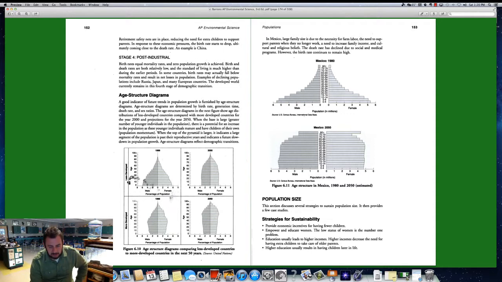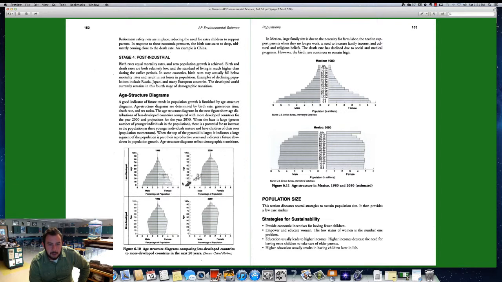So in a less developed country, I think the new edition of the book gives an example like rapid growth, and I think they give Nigeria as an example. Basically you just have a broad base. You have a lot of younger children, a lot of lower-aged individuals, and what that says is that those individuals are eventually going to be reaching reproductive age, from about 20 to 30 and 40, and your population is going to grow significantly more because your base is larger than the top.